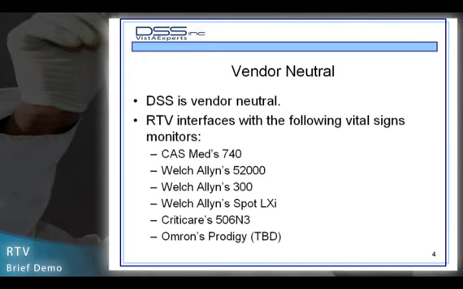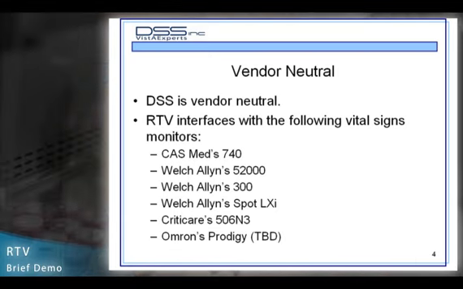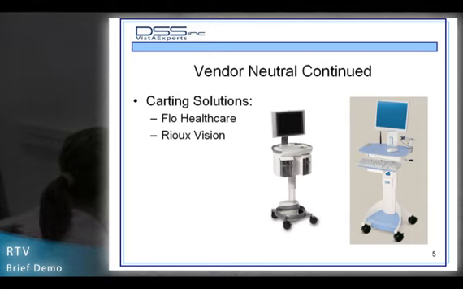DSS is vendor neutral. RTV interfaces with the following vital signs monitors: the CASMed 740, Welch Allyn's 52300, and the Spot LXI, Criticare's 506N3, and Omron's Prodigy. We are also vendor neutral when it comes to charting solutions. Currently, Flow Healthcare and Rio Vision are the two vendors we work with.